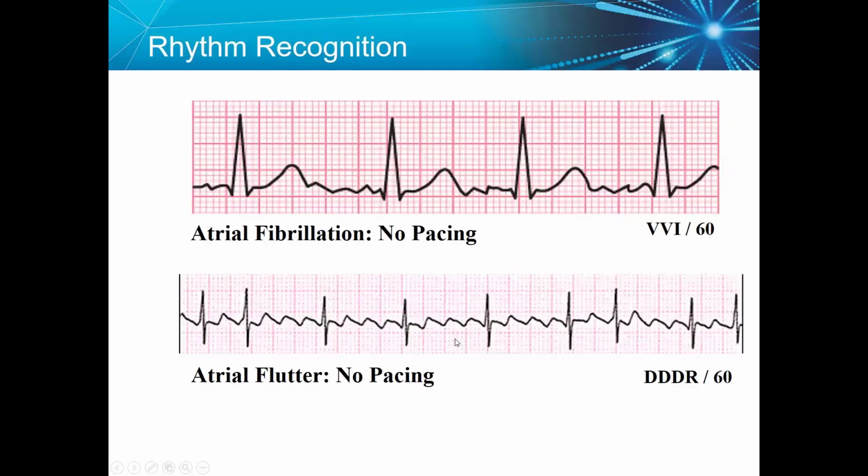Rhythm recognition: here we found atrial fibrillation with normal conduction and no pacing, and here atrial flutter also with no pacing. But here it is written VVI at rate 60, so no pacemaker malfunction is expected, since this rate is more than 60. Okay, this is the rhythm above on the screen and the rhythm below.